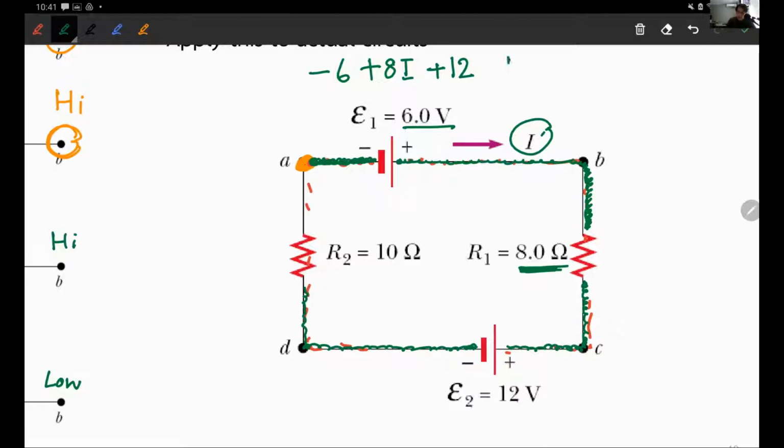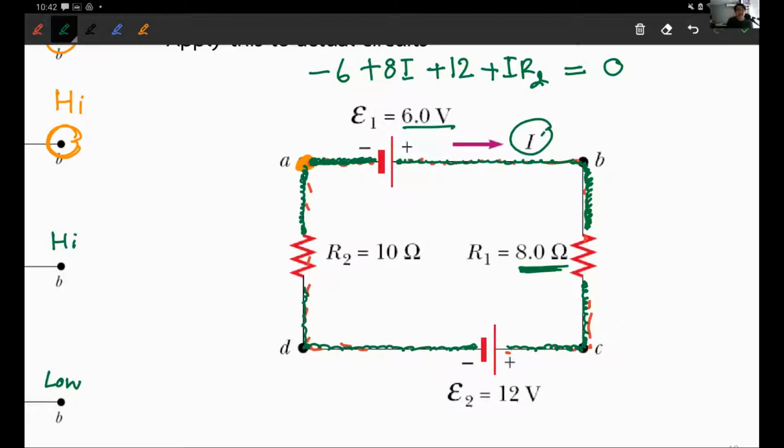So I'm going to do I times R2. However, because right now you can see that I am walking in the same direction as my current flow, it's my positive direction. Now I've arrived at my original position A. I equate this to 0. That's Loop's rule.